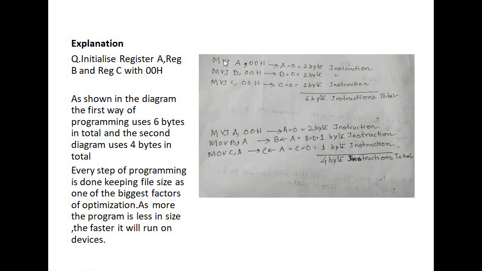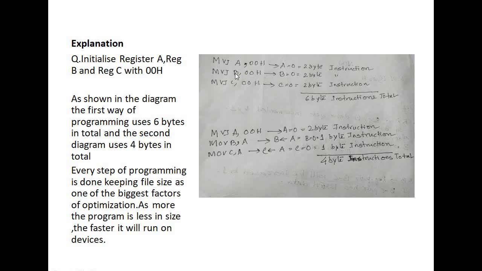Now see here, MVI A, 00H. Is it a 2 byte instruction, 1 byte instruction, or 3 byte instruction? It is a 2 byte instruction because MVI A contains an opcode, so 1 byte, and 00H is an 8-bit number, so this is 1 byte, making it a 2 byte instruction. Same goes with MVI B, 00H and MVI C, 00H. So all these are 2 byte instructions.